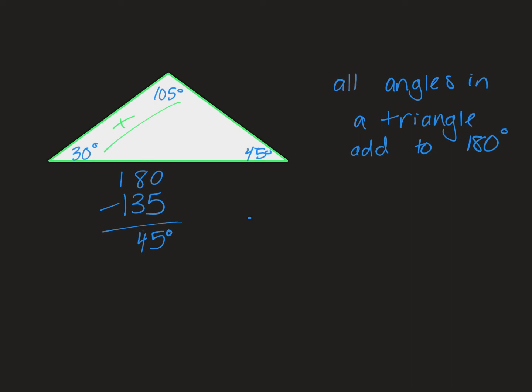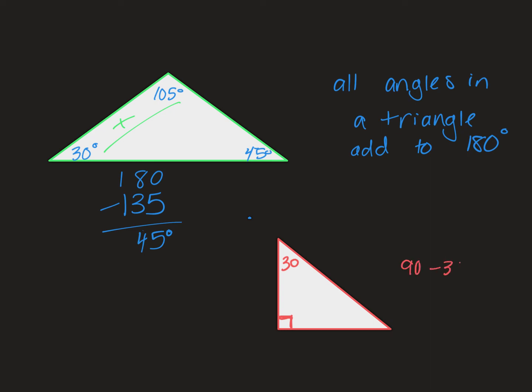And then remember that if you have a right triangle, this angle is 90 degrees. So if you have that in one of them, you can either do 90 plus 30 and then subtract from 180, or you can just do 90 minus 30 to find the missing one. If it's a right triangle, you can just do that.